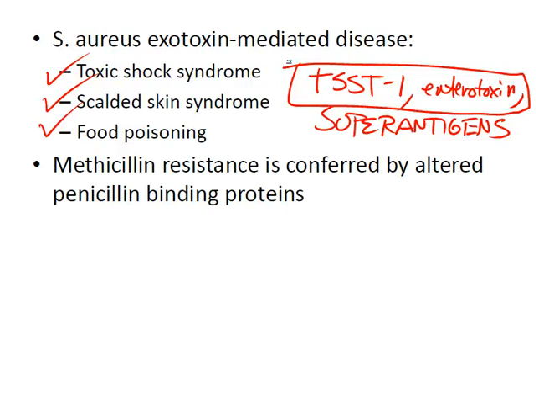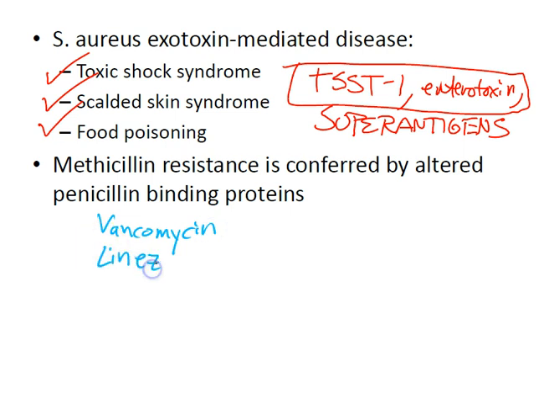So that is Staph aureus, and he is methicillin resistant, conferred by altered penicillin binding proteins. That is true. So how do we treat it then? Well, vancomycin or linezolid are the two I want you to remember. Vancomycin and linezolid.